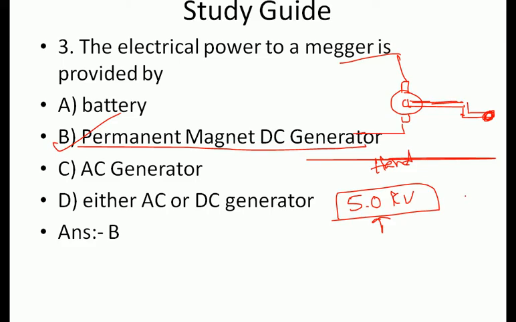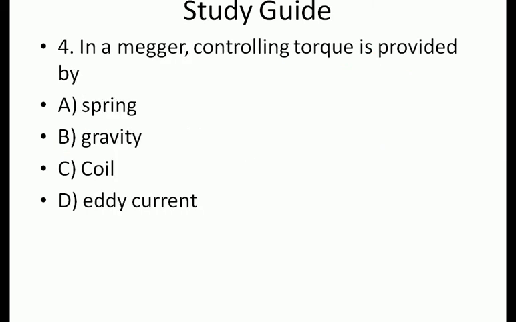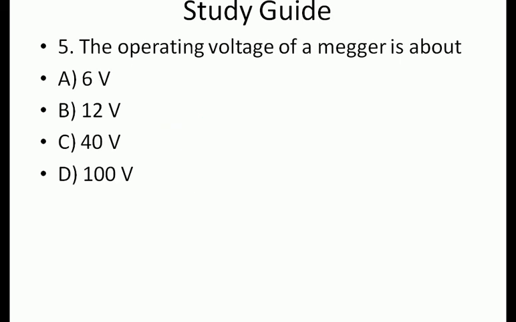So try to remember all those questions and answers, because it is very important for railway RRB JE preparation. And in a Megger, controlling torque is provided by... In general, instruments have the controlling torque provided either by a spring or gravity, and the damping torque is provided by eddy current. But in the Megger, the controlling torque is provided by the coil, okay. Later we will study what the Megger is and how it works. The operating voltage of a Megger is around 100 volt, 500 volt, 1000 volt, like this, okay, up to 5000 volt.